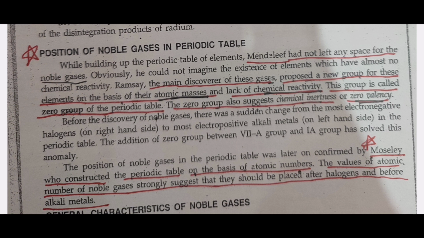Position of noble gases in the periodic table. While building up the periodic table, Mendeleev had not left any space for the noble gases. Obviously, he could not imagine the existence of elements which have almost no reactivity.